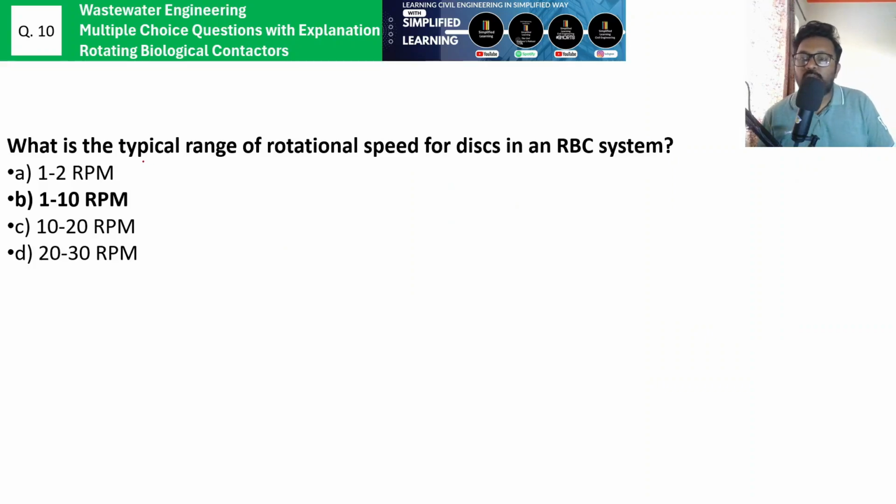Alright, we just saw this point. What is the typical range of rotational speed for disc in RBC system? It is 1 to 10 RPM. 1 to 2 RPM is going to be very low. 20 to 30, that is 10 to 30 RPM, is going to be very high. The optimum range is 1 to 10 RPM. This is the sweet spot.